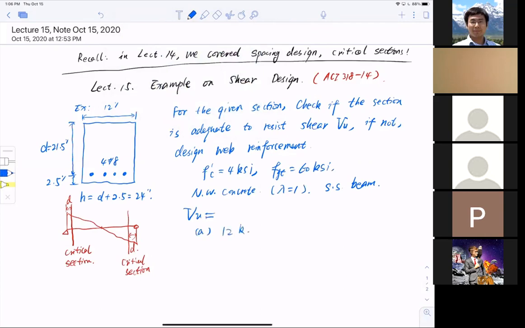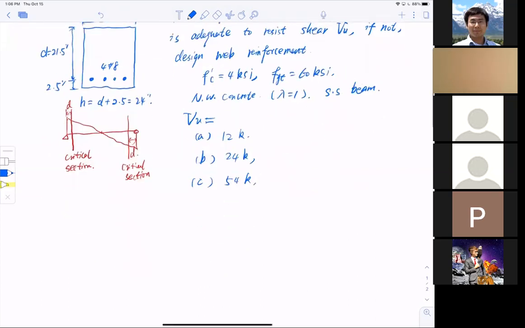Okay, and second part, VU is 24 kips. Third part, VU is 54 kips. And last one, well, no, these 77 kips. And I forgot there's another one, which is 128 kips.